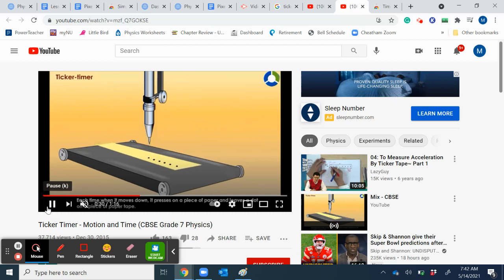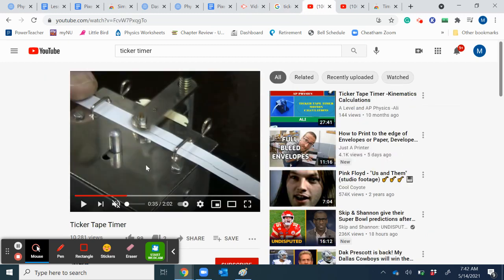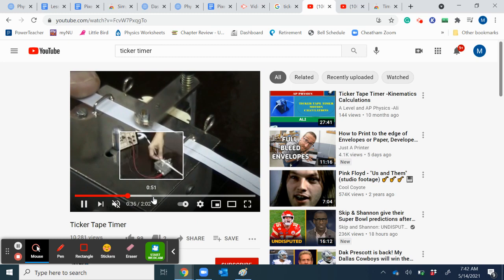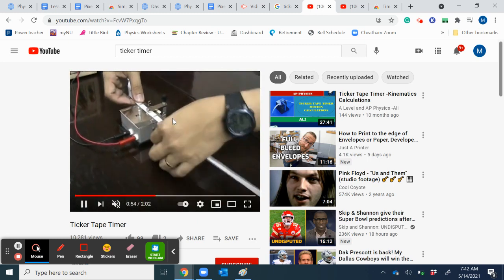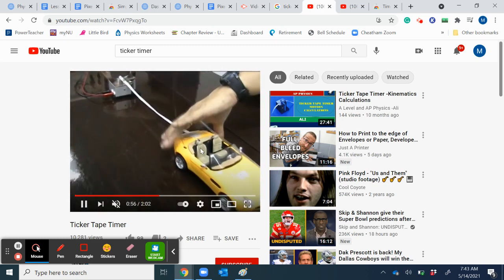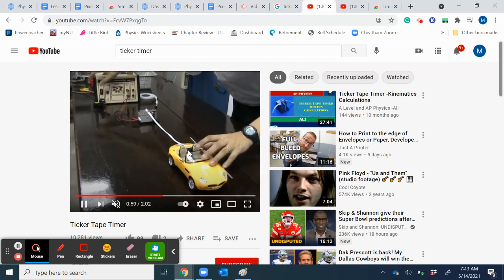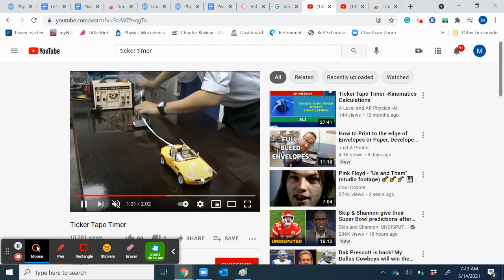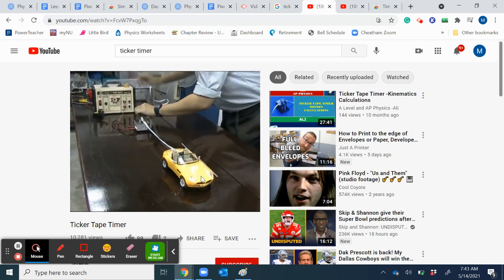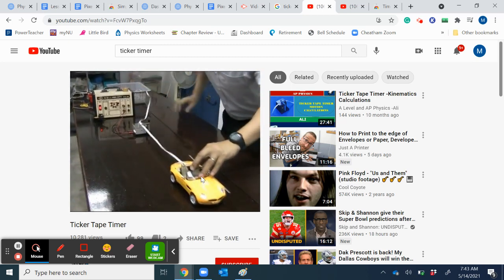So something is dragging this tape through the machine. We'll see what that looks like in real life. But the distance between the dots is the distance the tape has been dragged, the distance the object has moved. So in this video, they set up their tape and the ticker timer, the machine, and they attach it to a car. So the car will move forward, and every second, this thing is tracking how far it moves after every second.